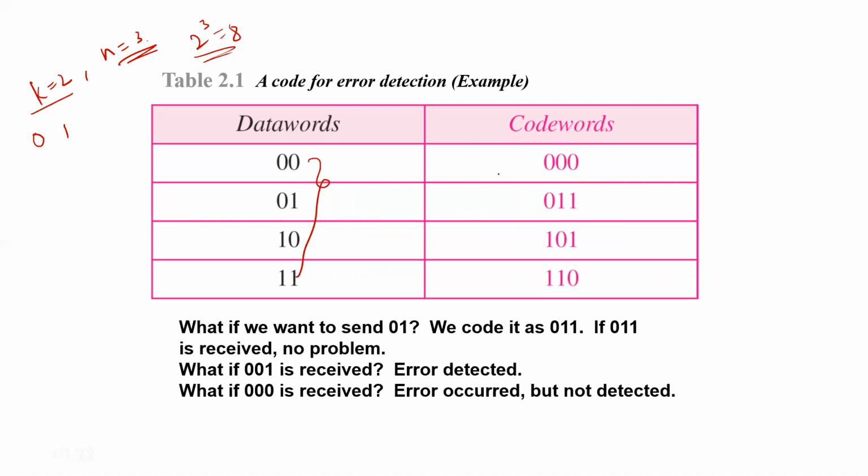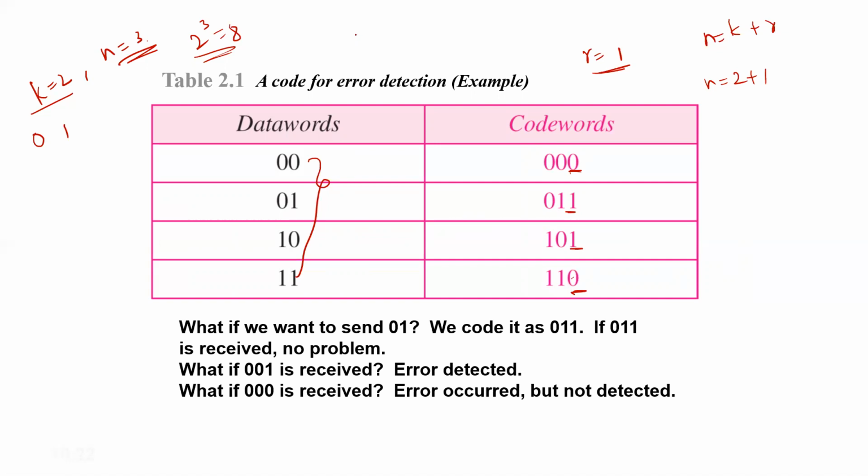So we will be using these 4 code words. For 00, we add another 0. For 01, we add a 1. For 10, we add a 1. For 11, we add a 0. So basically, these are the code words that you are adding. Here the redundant bit is 1. So n is equal to k plus r, n is 2 plus 1, which is 3, right? So we are adding one redundant or extra bit in our data.